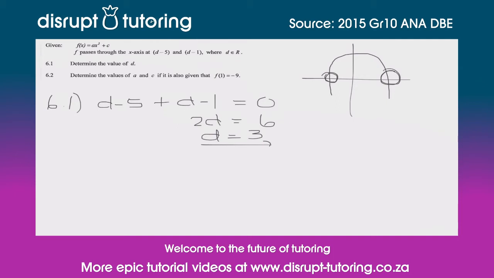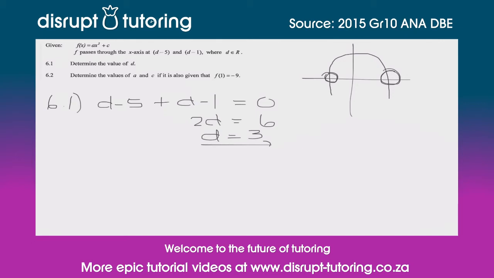We move on to question 6.2 now, in which they've asked us to determine the values of a and c if it is also given that f of 1 is equal to minus 9. So here it's very important for us to use one of the formulas for a parabola, and then we also need to substitute in a point to calculate the remaining variable.